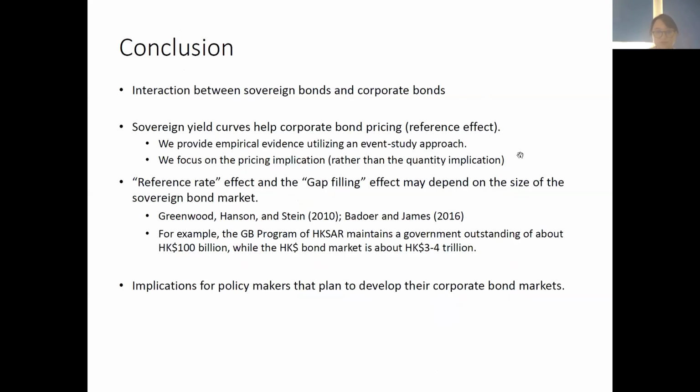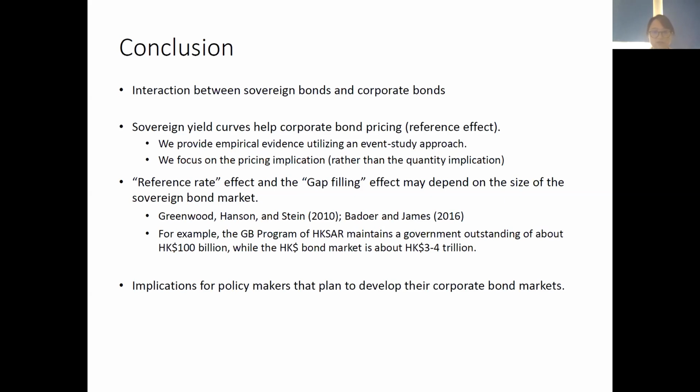Okay, so finally, to conclude, this is a very short paper and it's quite empirical based. We basically wanted to use this very unique Chinese setting to study the interaction between sovereign bonds and corporate bonds. And we provide some empirical evidence, plausible causal evidence that helps to support the reference rate effect of sovereign bonds on corporate borrowing.